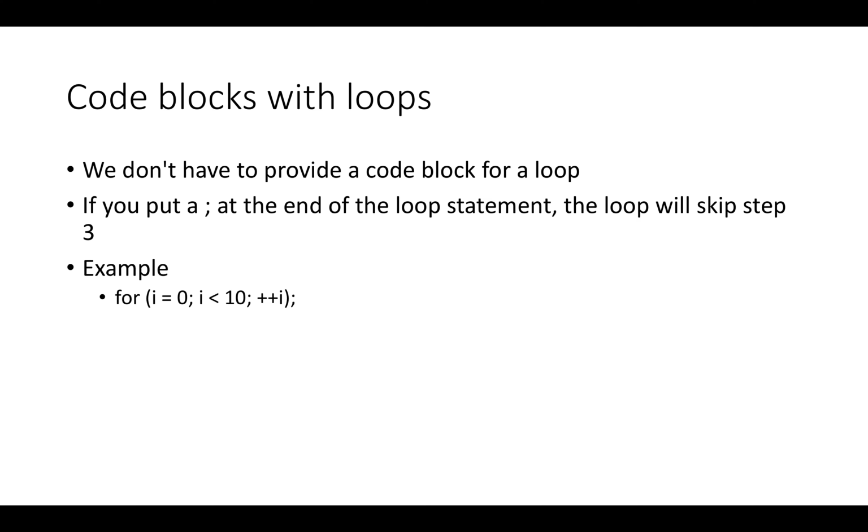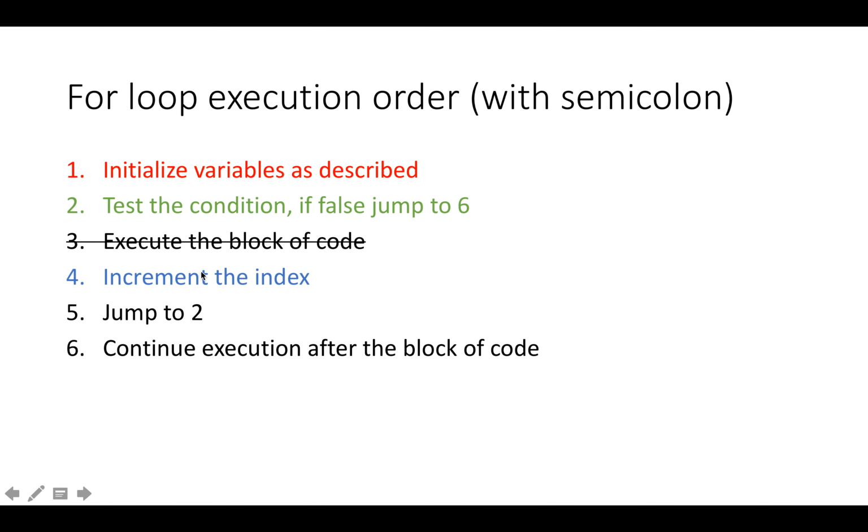So code blocks with loops: we don't necessarily have to provide a block of code for a loop. If you put a semicolon at the end of the loop statement, the loop will immediately skip to step 3. So in this loop, all it's going to do is take i, set it to 0, and then ignore step 3. So we initialize it to 0. We test the condition, i is less than 10, which is true. Then we skip the block of code, increment i, and go back to 2, then 4, and 2 and 4, and 2 and 4, until we get to 10, and then we're finally going to get to 6.